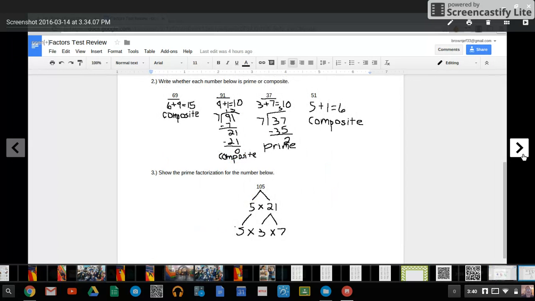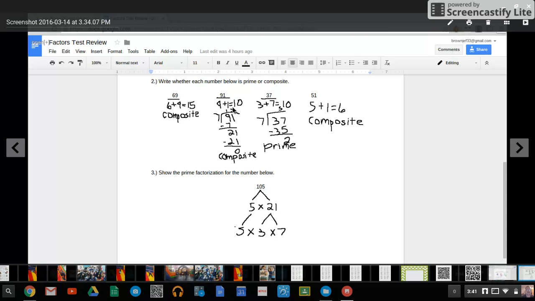When you look at the next part, if I'm checking to see if a number is prime or composite, I'm using the sieve of Eratosthenes. Remember, with the sieve of Eratosthenes, you check with the first prime numbers. So you're checking, does 2 work? Does 3 work? Does 5 work? Does 7 work? And if none of them work, then it's prime. So with 69, 2 did not work, but when I added the digits, 3 did. 15 is divisible by 3, so it's composite.